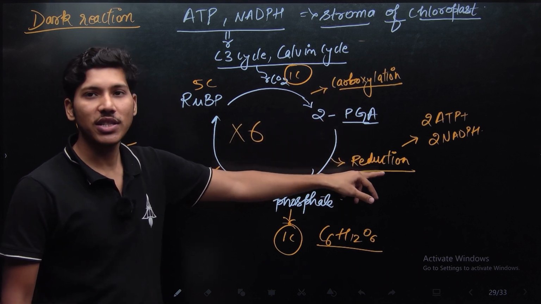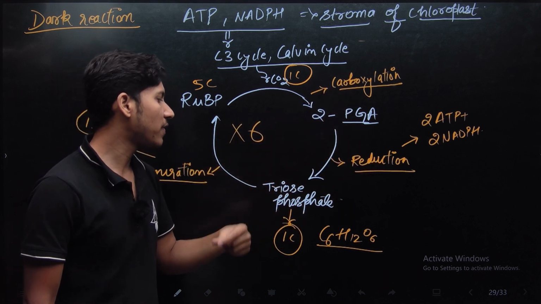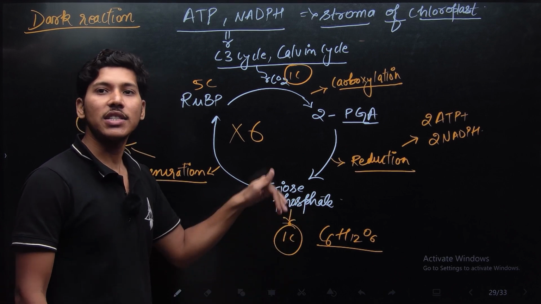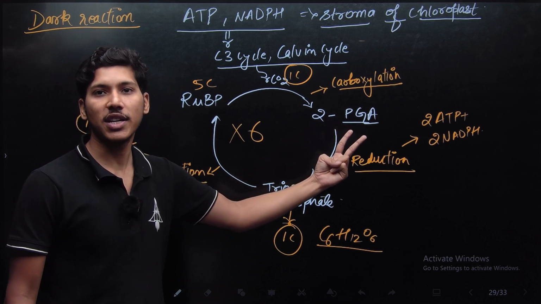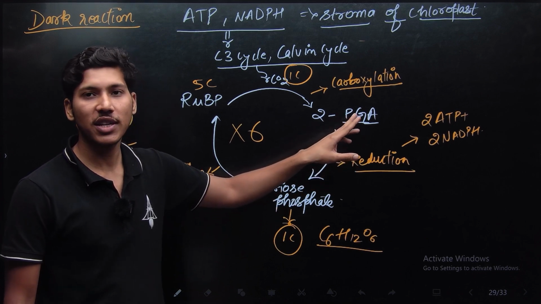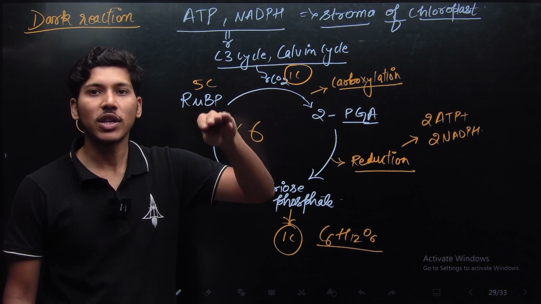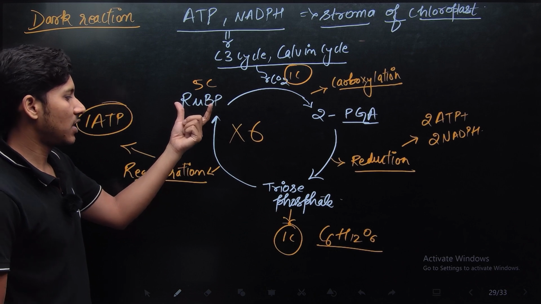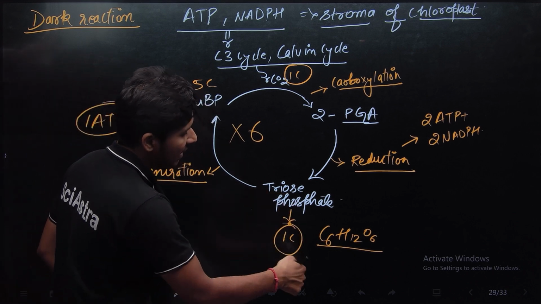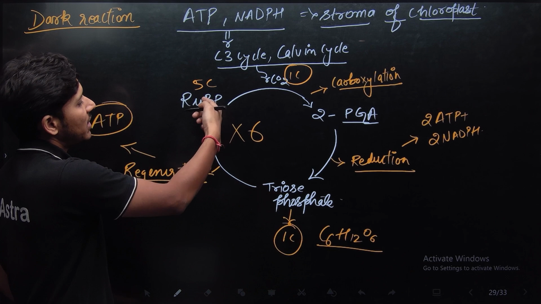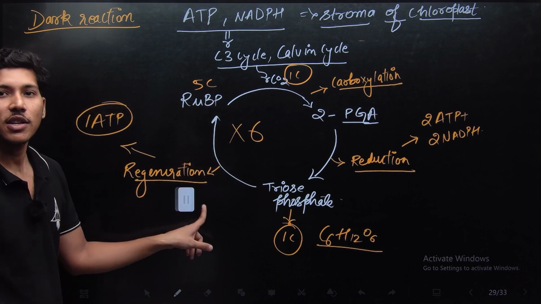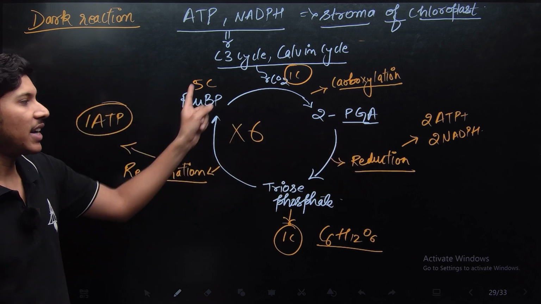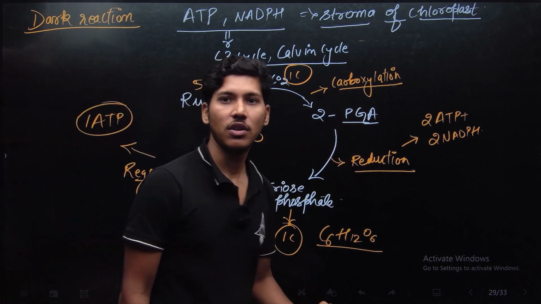In the next step, which is known as reduction, triose phosphate is formed and 1 carbon is released from these 2 phosphoglyceric acid. These 2 phosphoglyceric acid are both 3-carbon molecules, so total 6, but 1 carbon is removed. That's why now only 5 carbon remains. So 1 carbon is released after every cycle and 5 carbons are again regenerated. This cycle comprises 3 steps: carboxylation, reduction and regeneration. And in every cycle 1 carbon is fixed.